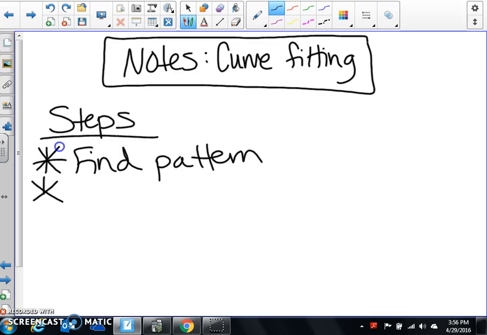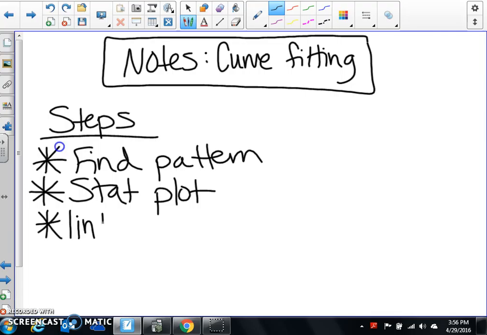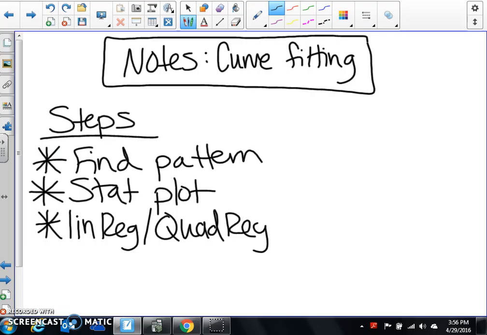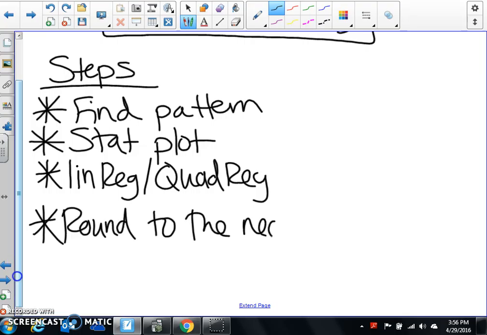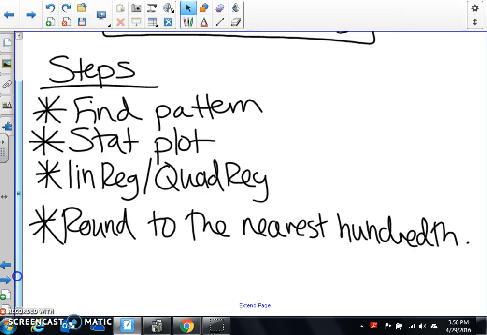But then mainly what we want to do is we're going to put it into our stat plot. Our stat plot. And then we're going to do linreg or quadreg, depending on if it's a quadratic or a linear. And then from there, we can find our equation. In general, you're always going to round to the nearest hundredth. Okay? So let's go ahead and get started.